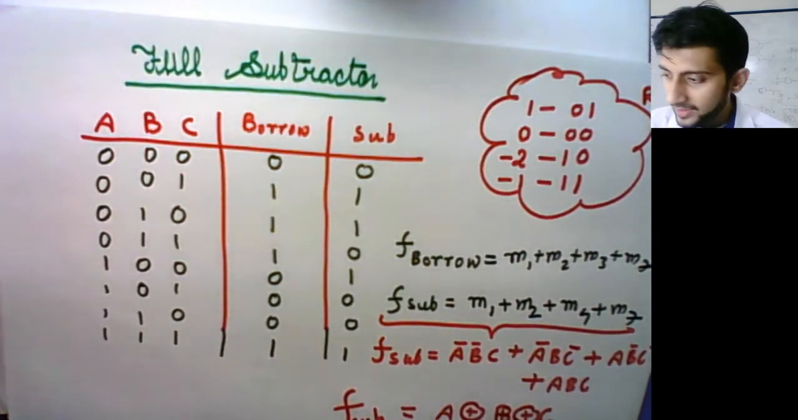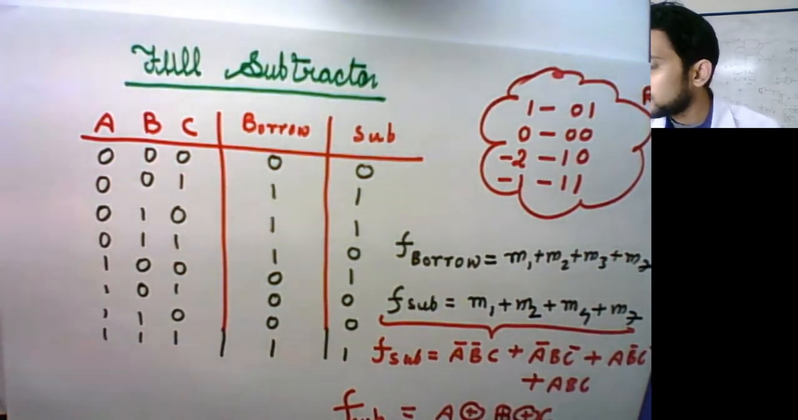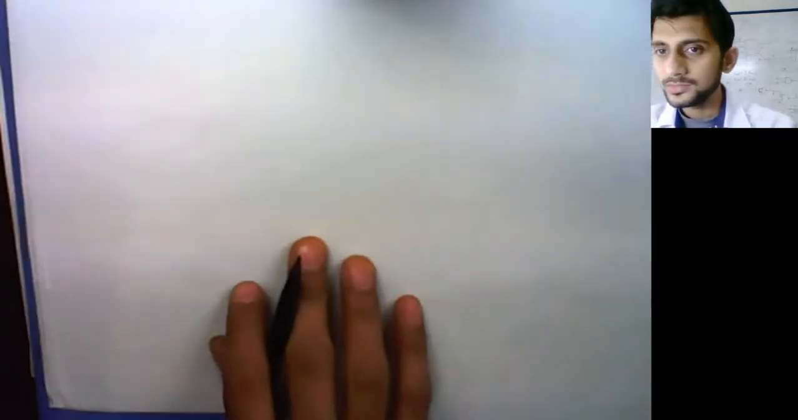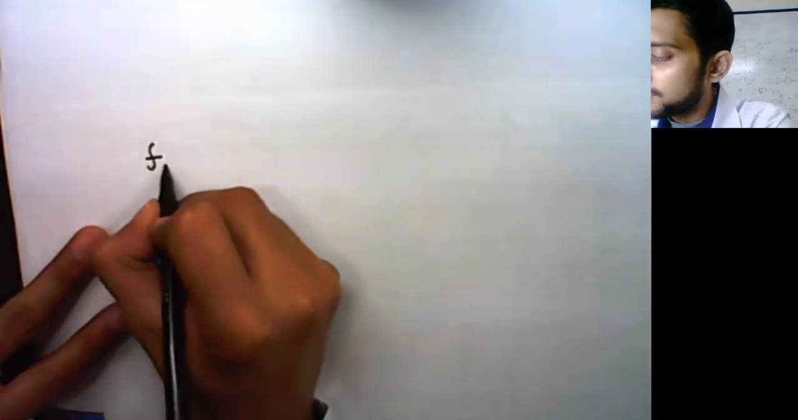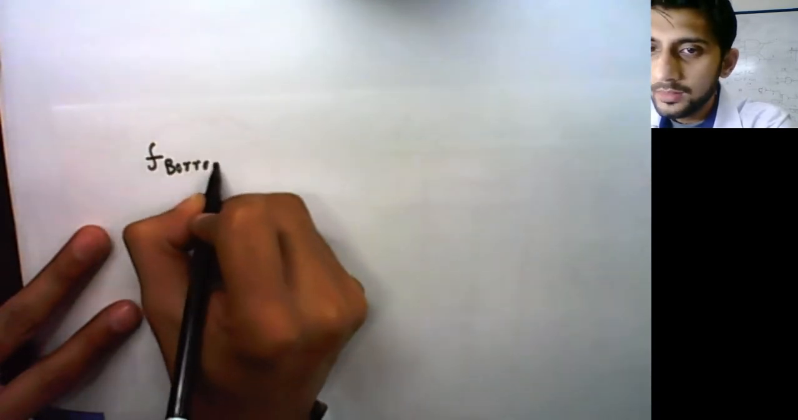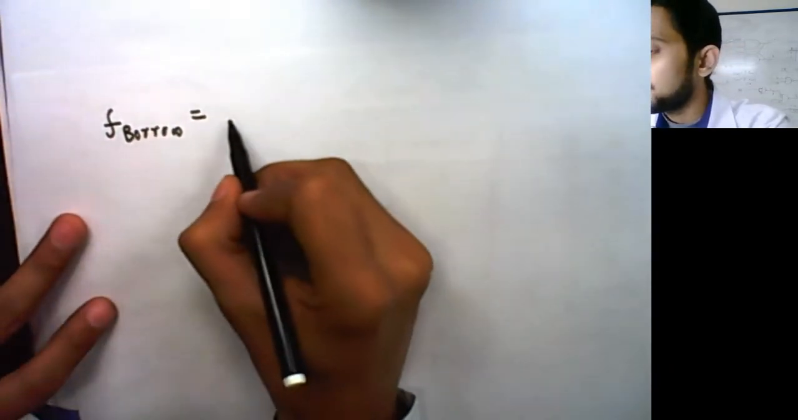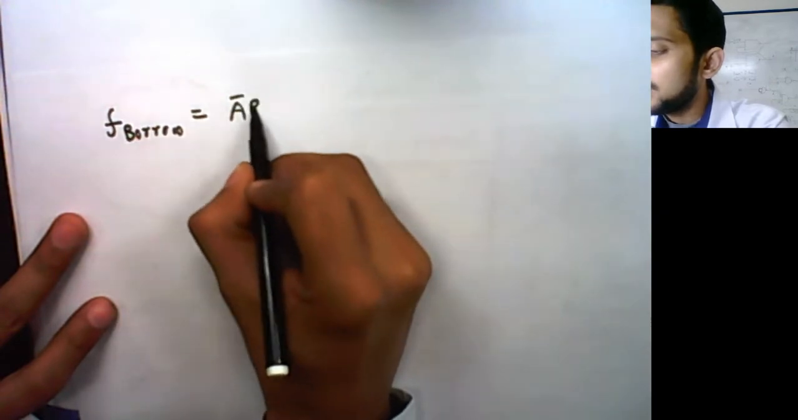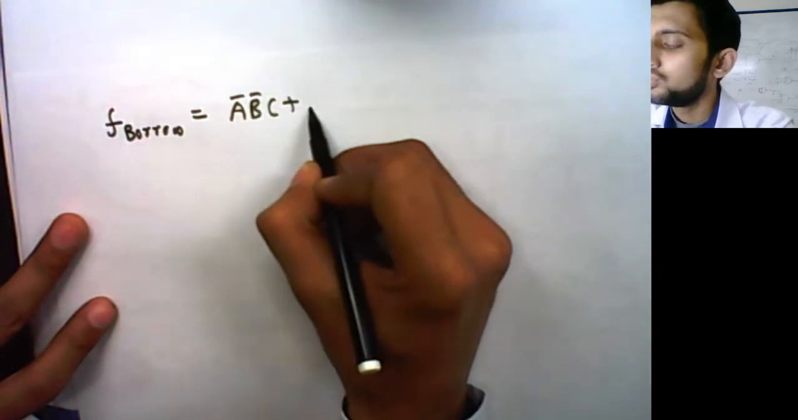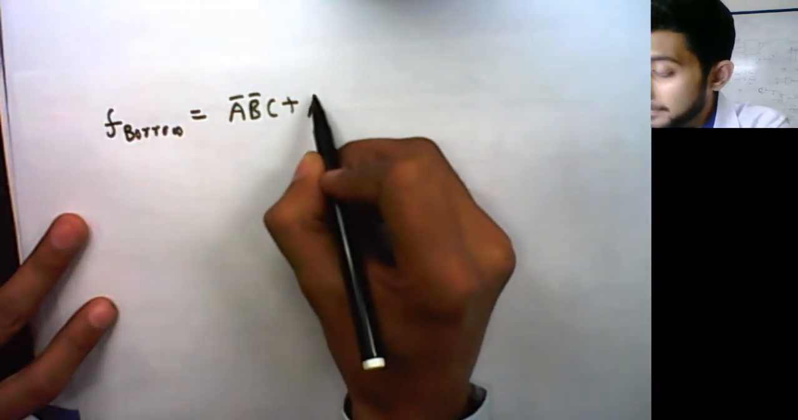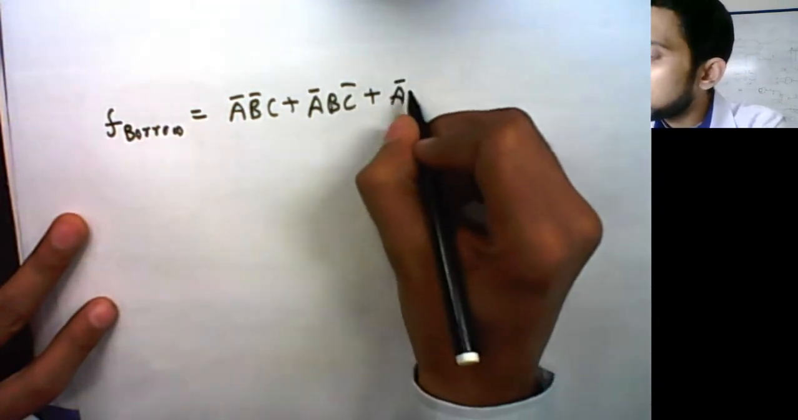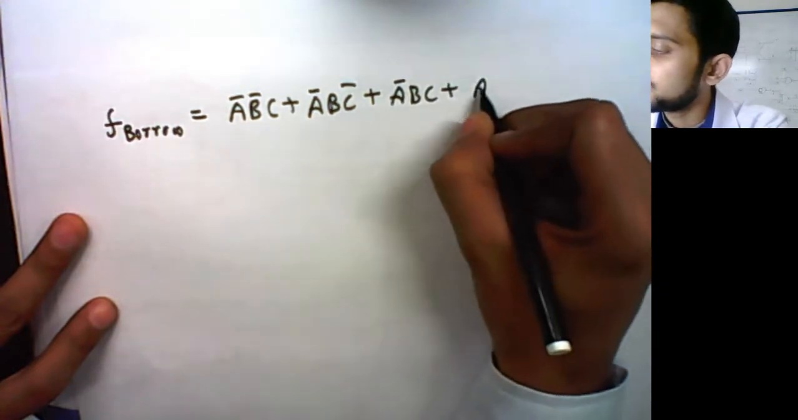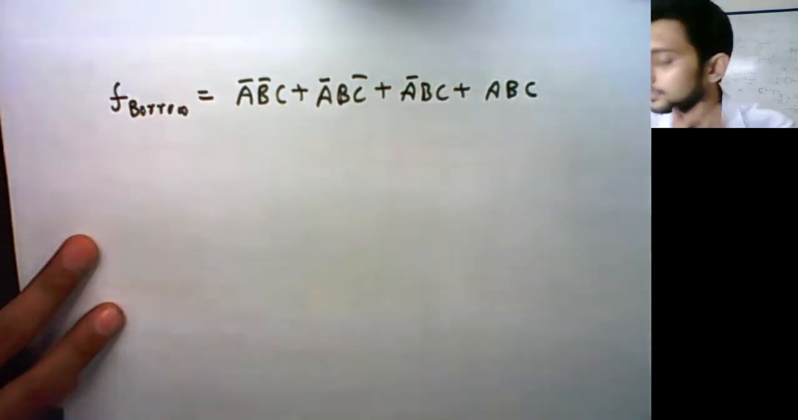Now what we have to do is check what will be the function of f borrow. And to do that, m1 2 3 7. So this is f borrow, which is equal to m1, which is a bar b bar c, plus m2, which is a bar b c bar, plus m3, which is a bar b c, plus m7, which is a b c. Okay.